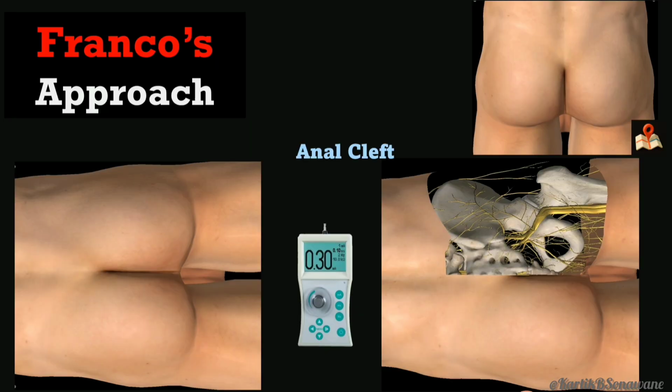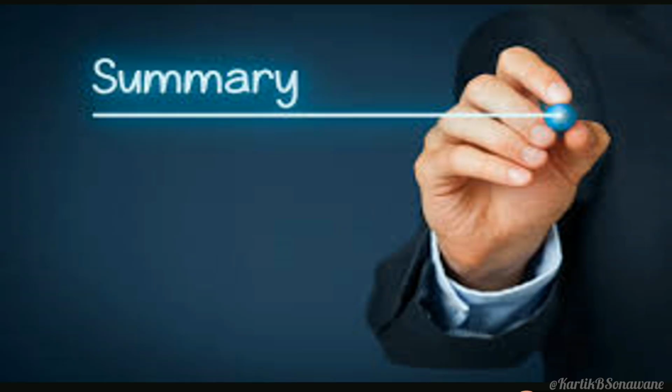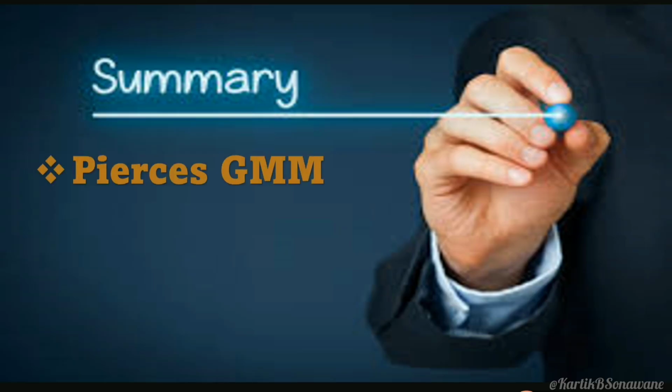As I told, in the Franco approach, the gluteal cleft is identified, a line is drawn from the midpoint of the cleft extending laterally. A needle entry point is marked at 10 cm on this line. This corresponds to the midpoint of GT and IT. The ultrasound probe can be placed at this point to obtain the similar image at GT and IT or subgluteal approach. To summarize, all transgluteal approaches involve piercing the gluteus maximus.